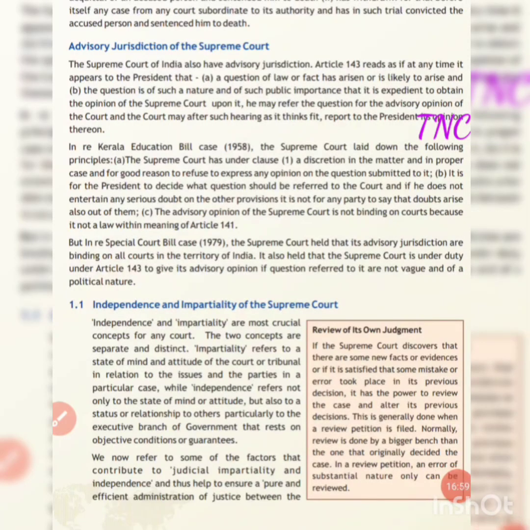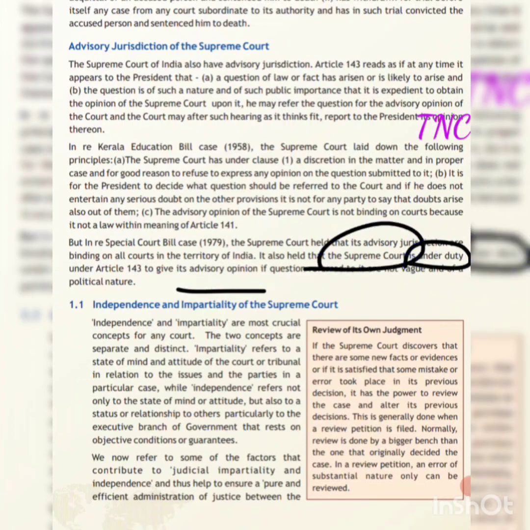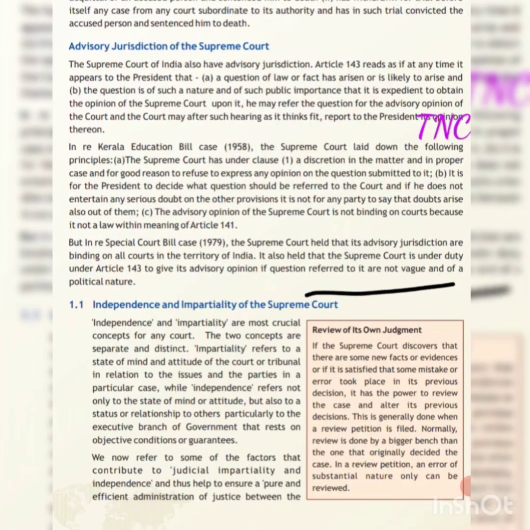Okay, so now see, next the Supreme Court is saying that it has to give the verdict, and in the next case it is saying that the advisory opinion is binding on all courts, and if advice is asked for, then the Supreme Court is under a duty to give the advice only if the question is not vague. It has to give advice on all matters except where the question is vague or of a political nature.